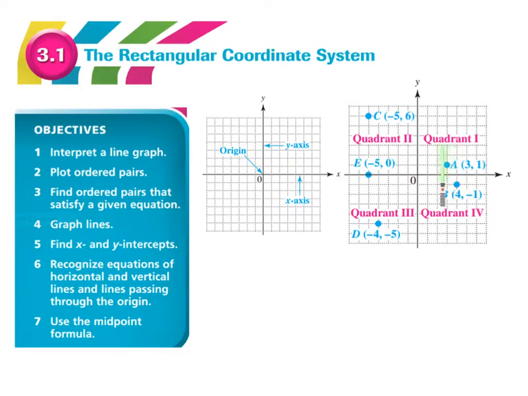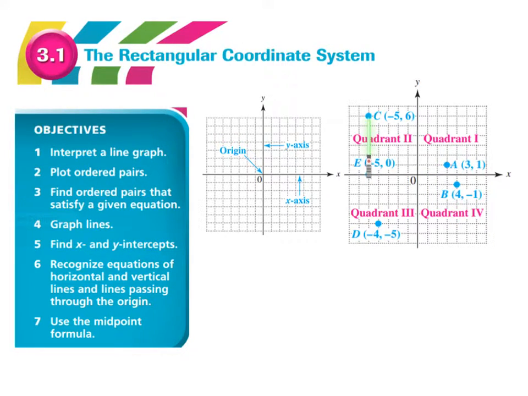The coordinate grid is broken down into 4 quadrants, so quadrant 1, quadrant 2, quadrant 3, and quadrant 4. We have a few points here to help demonstrate how our coordinates work with our ordered pairs. So point A is the ordered pair 3, 1, so from the origin it's right 3 up 1. Point B is the ordered pair 4, negative 1, so from the origin right 4 down 1.